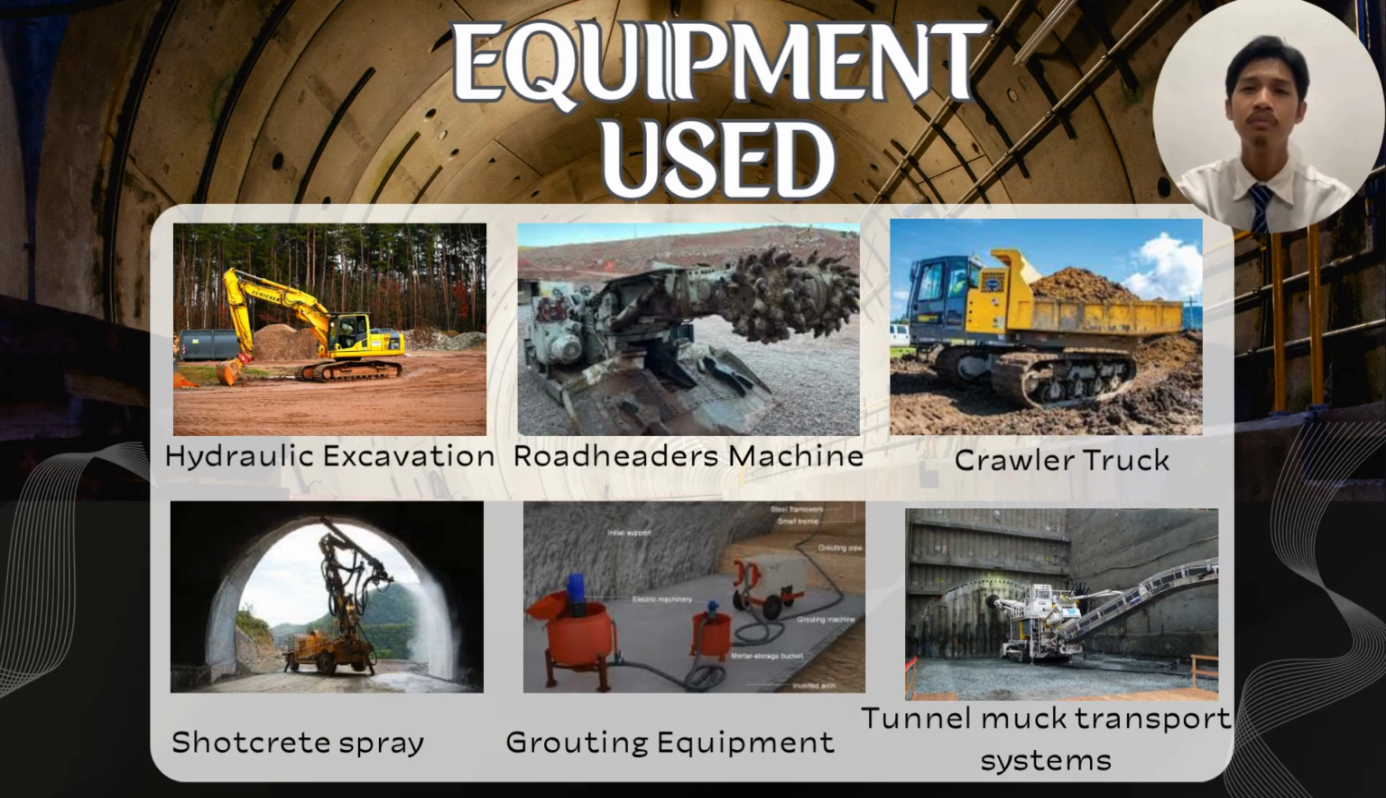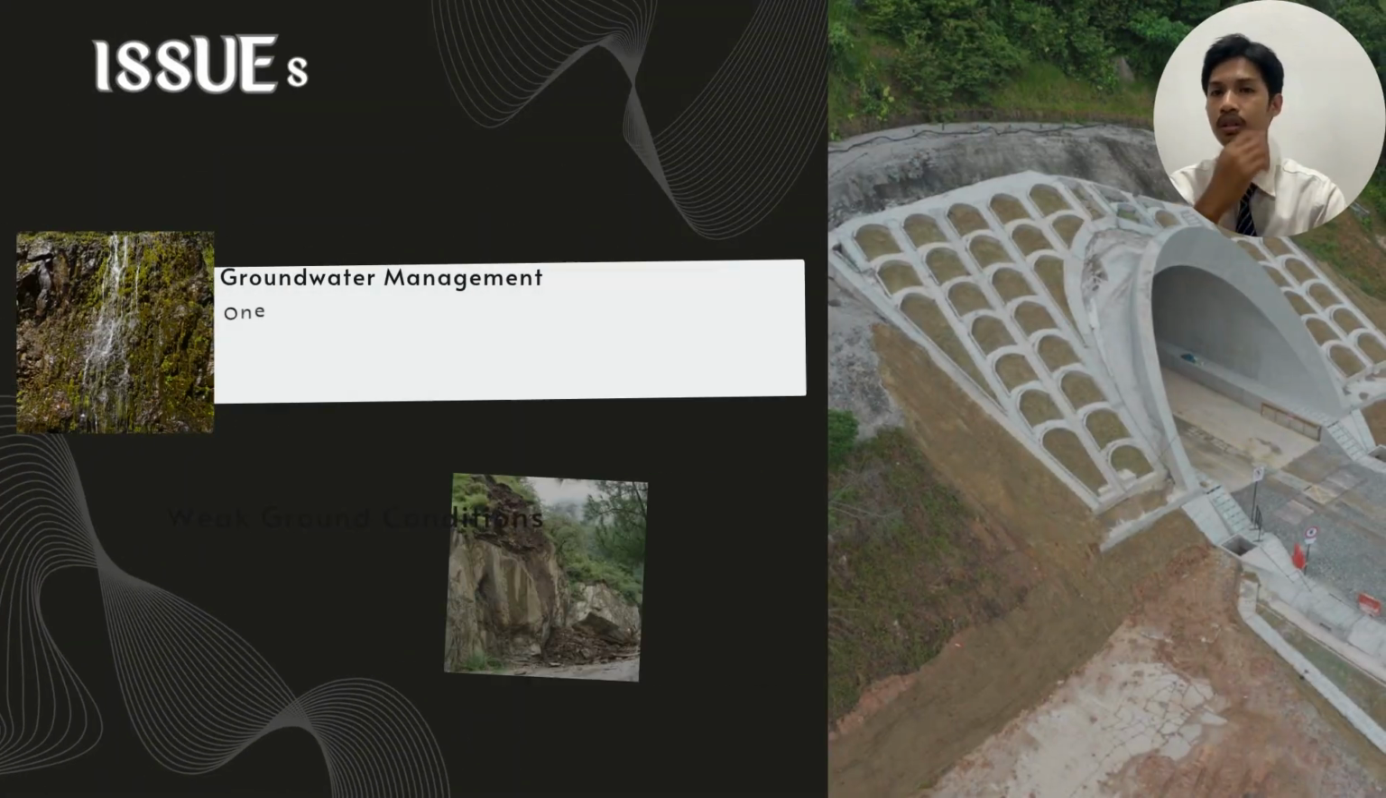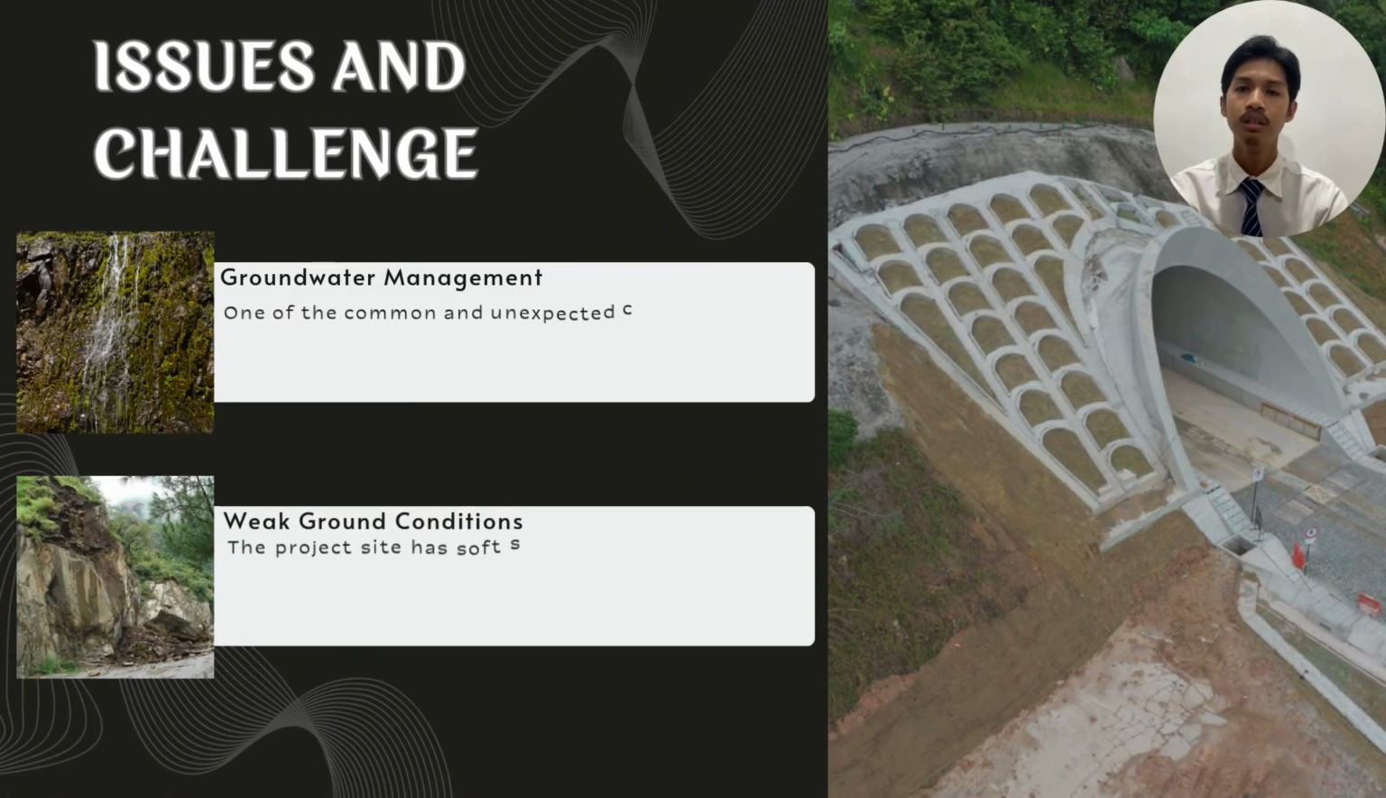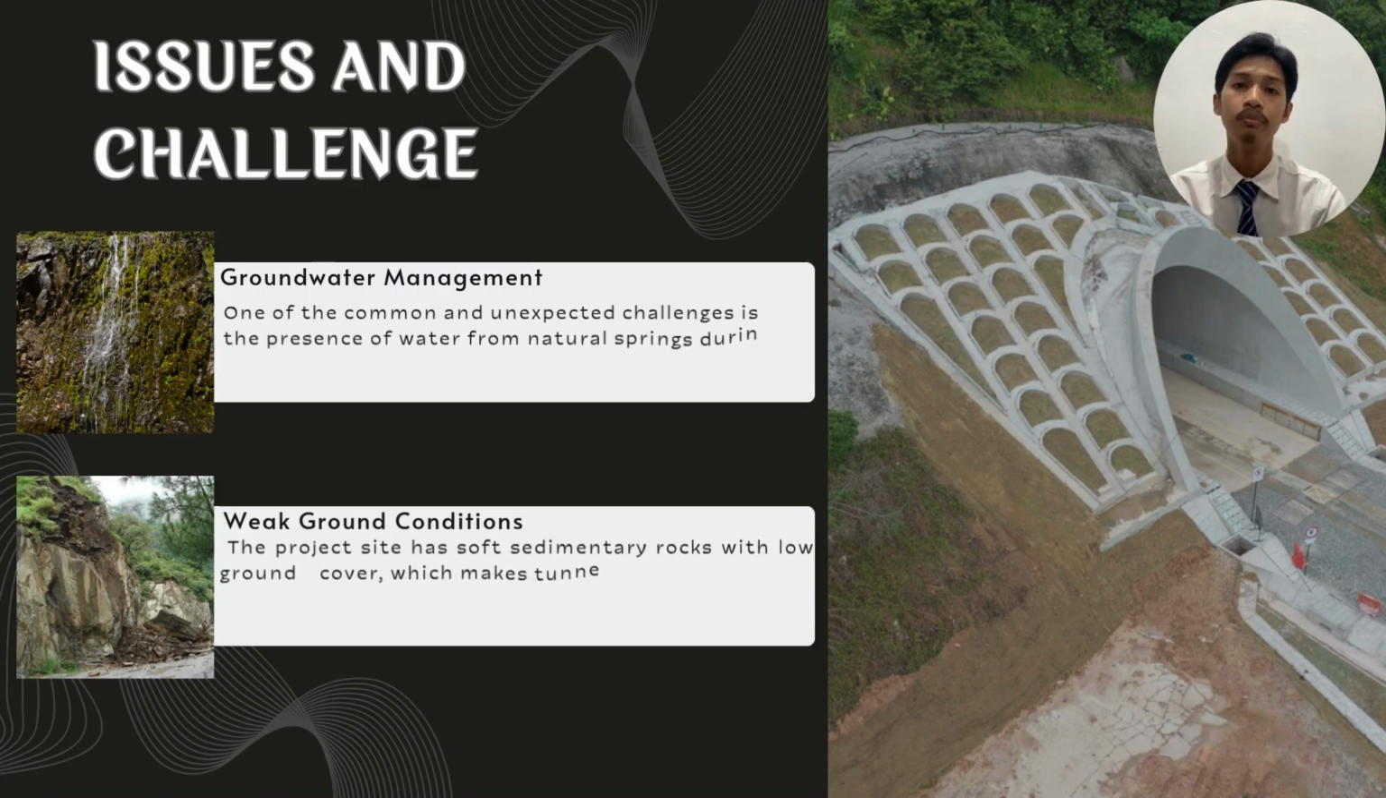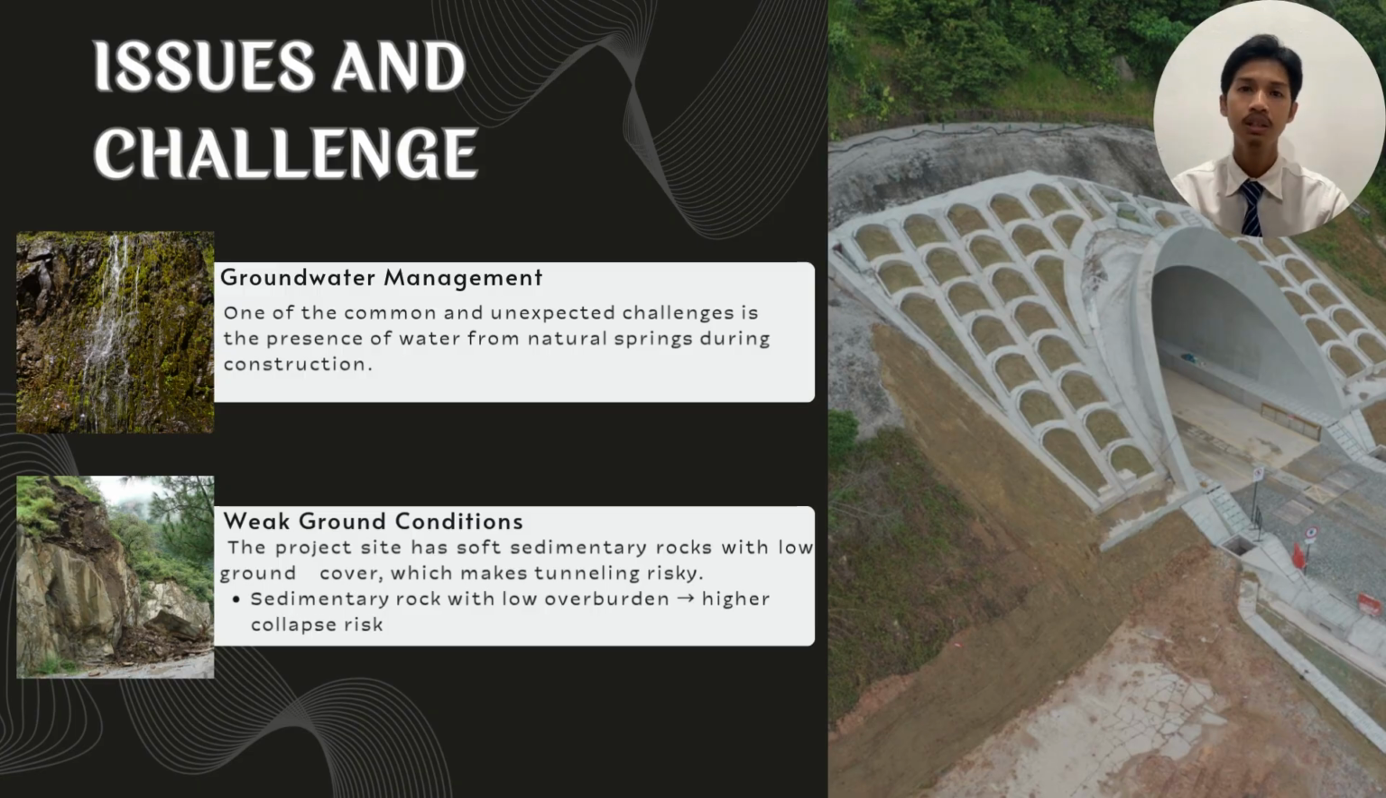And the last one is the tunnel transport system, like conveyor belts or rail carts, used to remove the material faster and avoid delays. So this slide shows 2 main problems faced during this project. The first one is groundwater management. One big issue was groundwater, especially from natural springs that were only found after digging started.